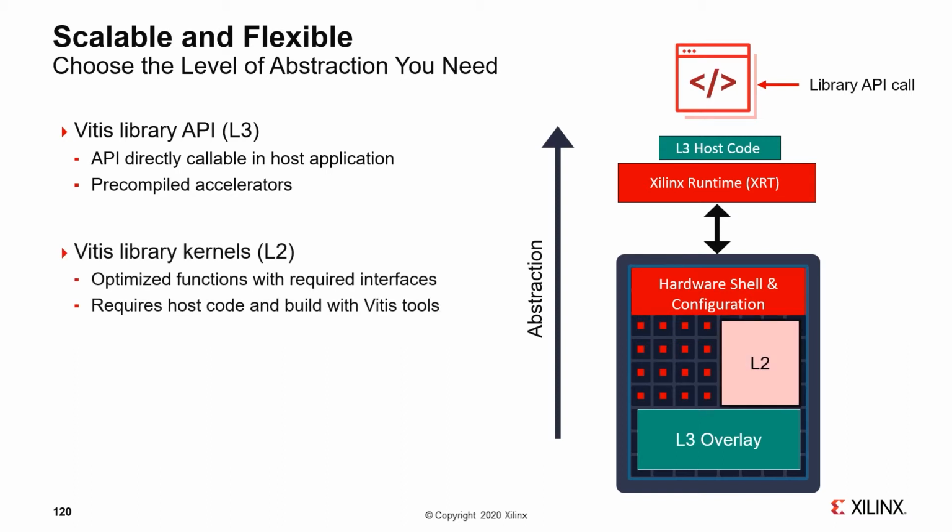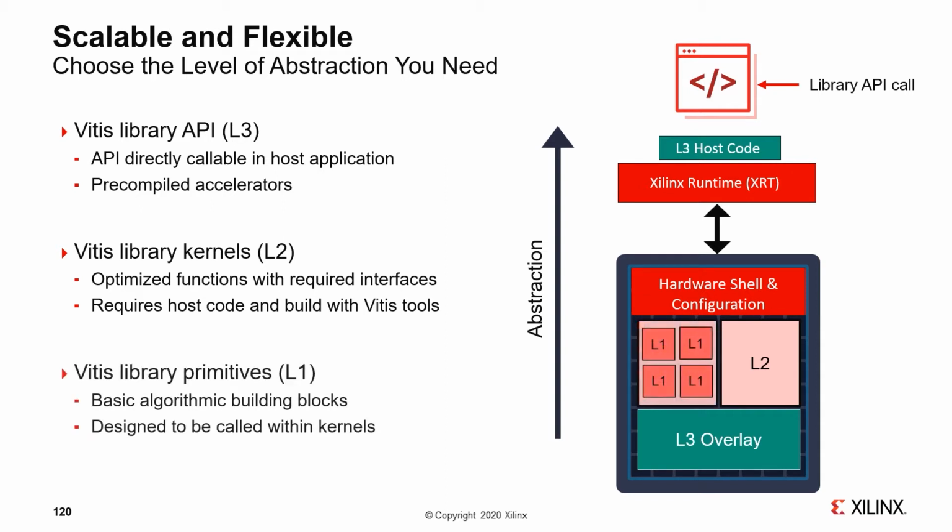The Level 2 kernels are HLS-based kernels. They are pre-optimized functions that can be used directly to build a hardware kernel. Level 2 code is only for building hardware kernels, so you do need to write and build host code to call and schedule the kernels. The Level 1 primitives are lower-level building blocks. They can be leveraged by developers working on custom hardware designs or kernels. Level 1 primitives are particularly suitable for hardware-savvy designers.